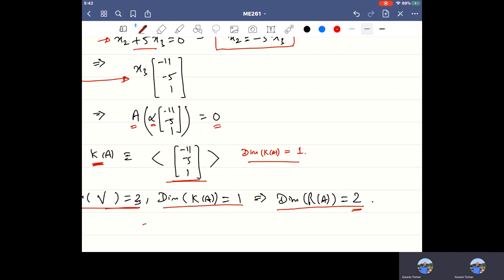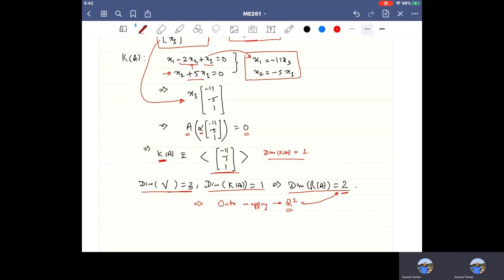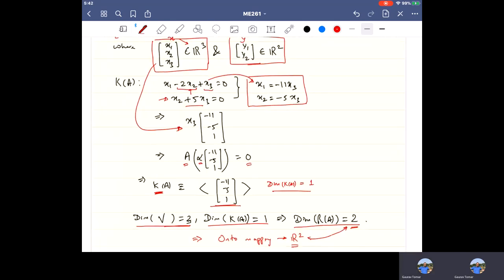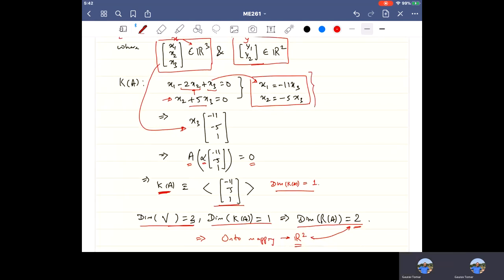Okay, so from here you can say this is an onto mapping, because you're mapping the entire R2. Dimension 2 indicates that you're mapping the entire R2 using this mapping, right? If this set of equations had two solutions, then the dimension of the kernel would have been 2, and in that case the dimension of the range of A would have been 1, and then you can say that it's not an onto mapping, right?